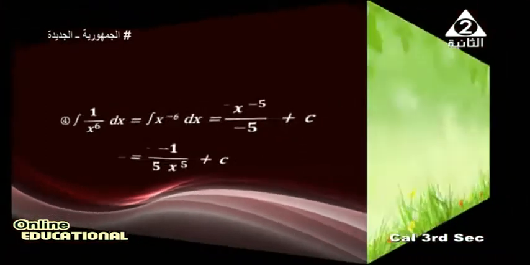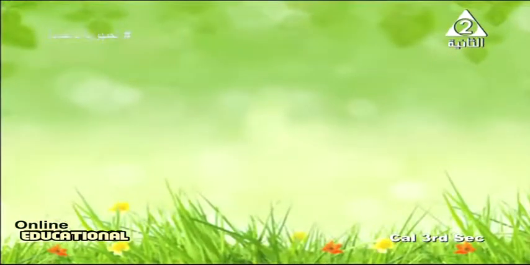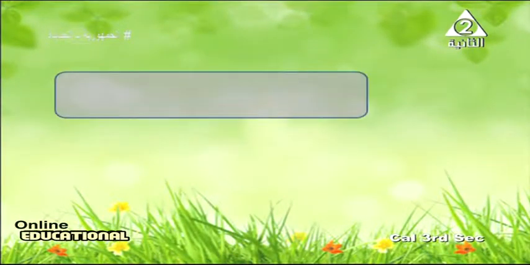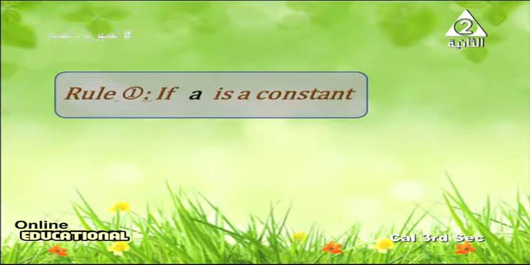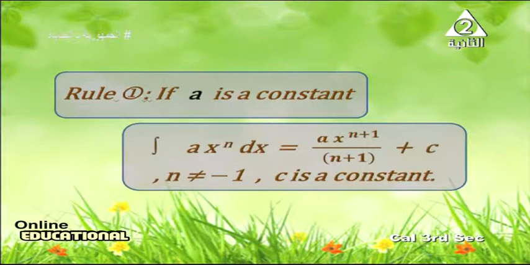To make this work easy, we have the following rules. Rule number 1: if a is a constant, then integration a times x to the power n dx equals a times x to the power n plus 1 divided by n plus 1, plus c, where n does not equal negative 1 and c is a constant.